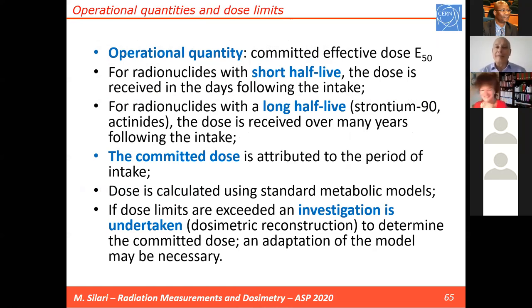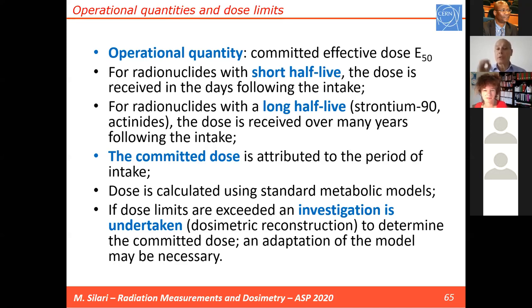So for a radionuclide with a short half-life, the dose typically is received in the next few days after the intake. But as I said, for a long half-life, for instance, you have a particularly unpleasant radionuclide, strontium-90, which tends to behave like calcium and fix itself into the bones. And once it's there, it will stay for maybe many years. So when you calculate the committed effective dose, you have to take into account the dose that you will receive from this radionuclide many years after the event.